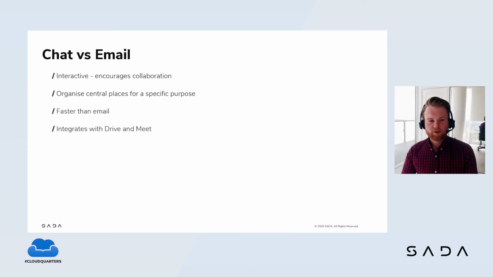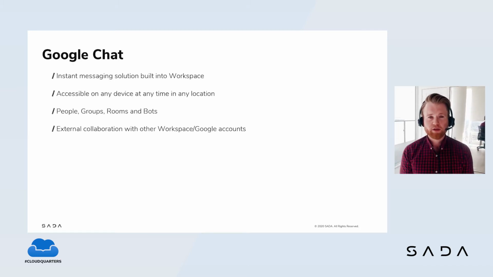So let me go on to introduce what the Google Chat product is and why you might want to consider using it. Google Chat is an instant messaging solution that is built into Workspace. It is the tool that's integrated with all the others, like I mentioned, Google Drive and Google Meet, and it allows you to message both internal and external users. Like many of the other Google tools, it's available on any device at any time in any location with an internet connection, which is another great advantage of using the chat service. It's always available and always there whenever you need to use it.